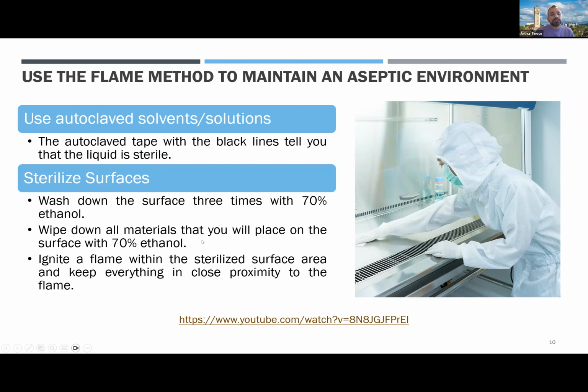So you want to wipe down all materials that you place on this surface that you have washed with 70% ethanol. You put it in the space, and then you use a source of a flame, you ignite it, and you make sure that that flame is maintained on in the sterilized surface area, and that you keep everything that you're going to use in close proximity to the flame.